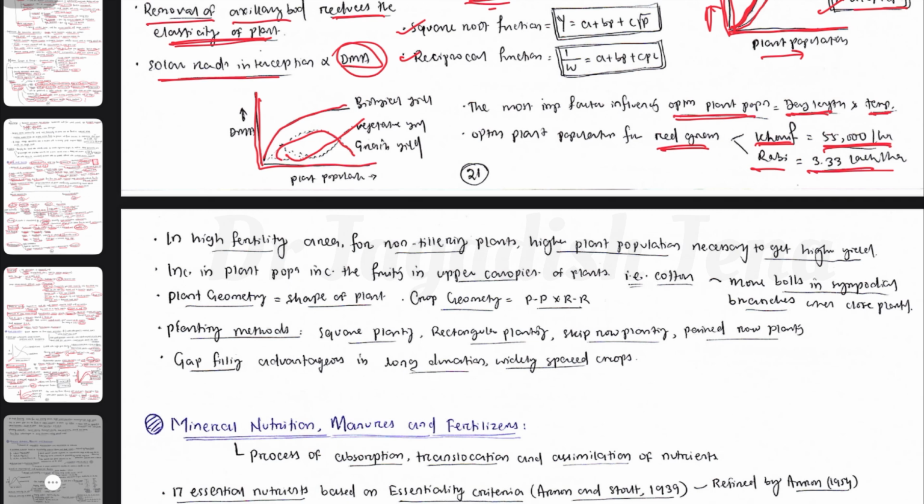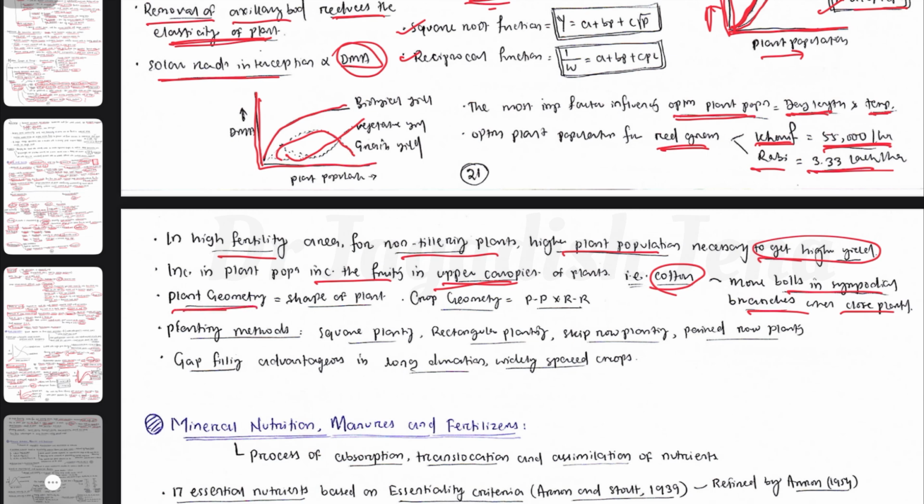In high fertility areas, for non-tillering plants, high plant population is necessary to get higher yield. If the plant is of non-tillering type and the fertility level is high, then closer spacing or higher plant population is required to get the maximum out of the condition. Increase in plant population increases fruiting in the upper canopies. For example, in cotton, there are more bolls on sympodial branches when closely planted.